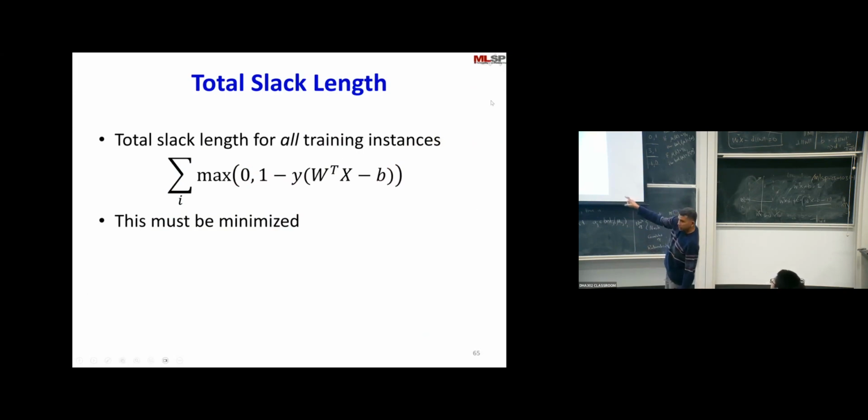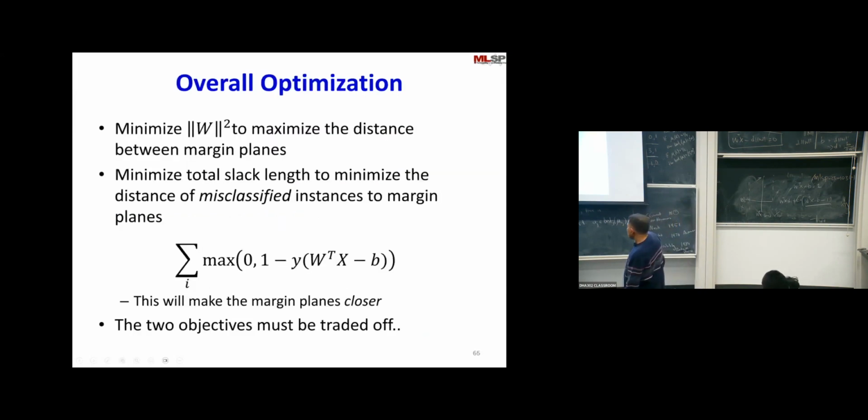It automatically comes out of the max of 0 and 1, right? So we want to minimize the square norm of W. Minimizing the square norm of W is trying to maximize the distance between the planes, such that this term is also simultaneously minimized. This is called the hinge loss. It's a hinge because for negative values it's 0, and for positive values it gets its value, right?